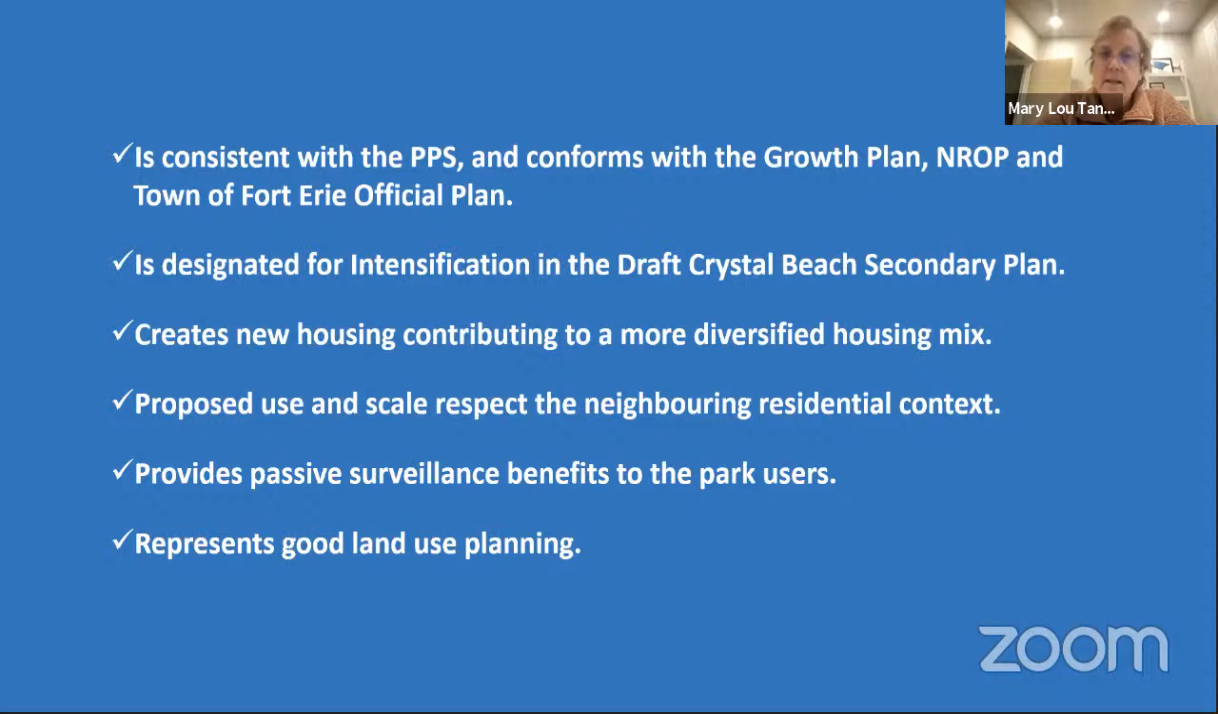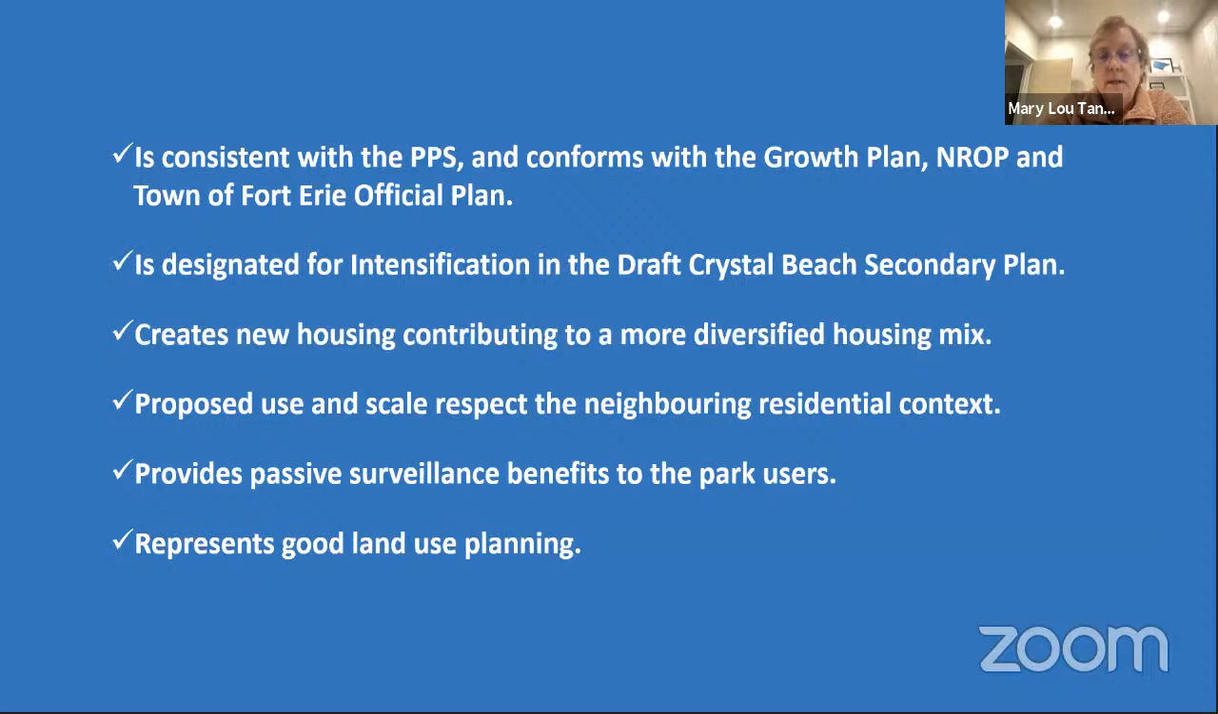This is an area identified for intensification in the Crystal Beach Secondary Plan, and we have designed the site to achieve those intensification goals of the Crystal Beach Secondary Plan. This is a medium density residential site in that plan, and we have provided a medium density residential proposal. This proposal creates new housing and contributes to a more diversified housing mix. This will be 1 to 3 bedroom units, and it will be an ownership model.